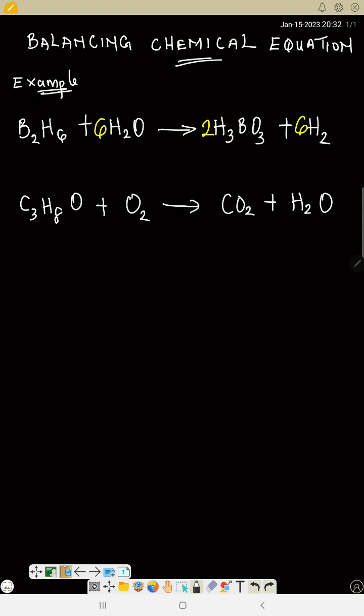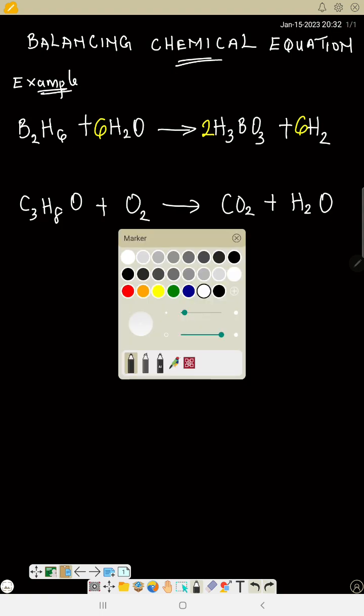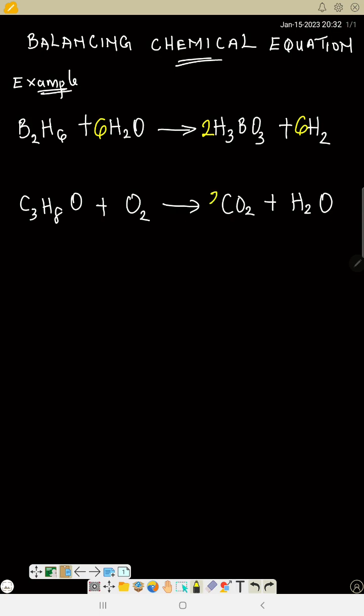3. How many carbon do you have here? 1. So balance it, put 3. So carbon is balanced. We now have hydrogen and oxygen, but remember, balance hydrogen before oxygen. How many hydrogen here? 8. How many here? 2. How do you balance? Just put 4 here. It is balanced.